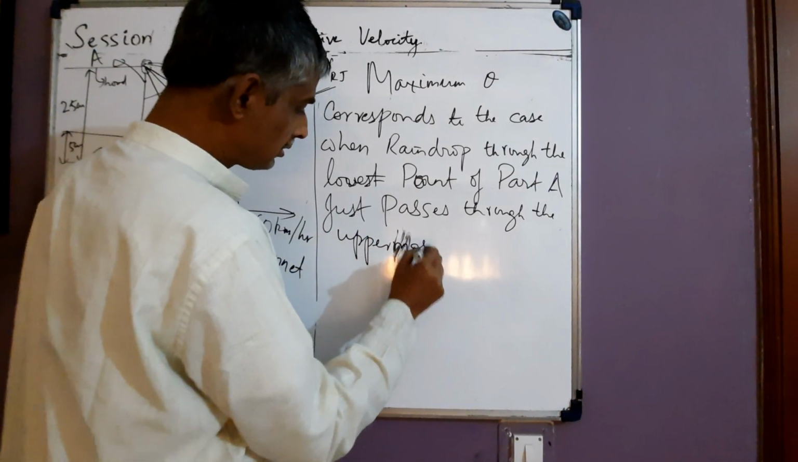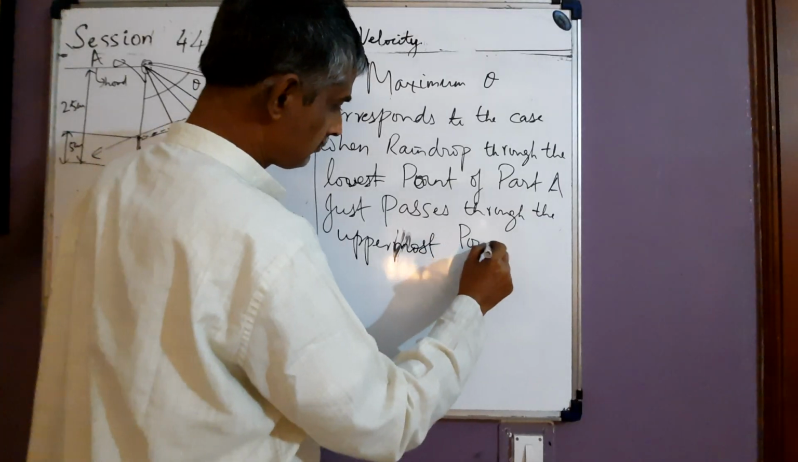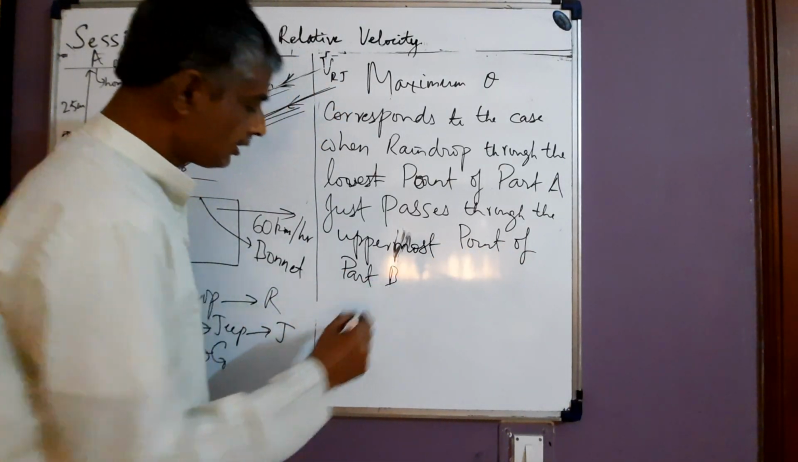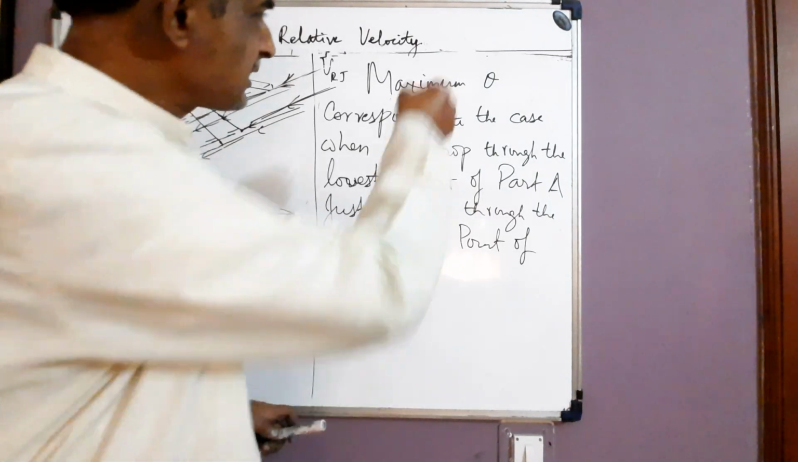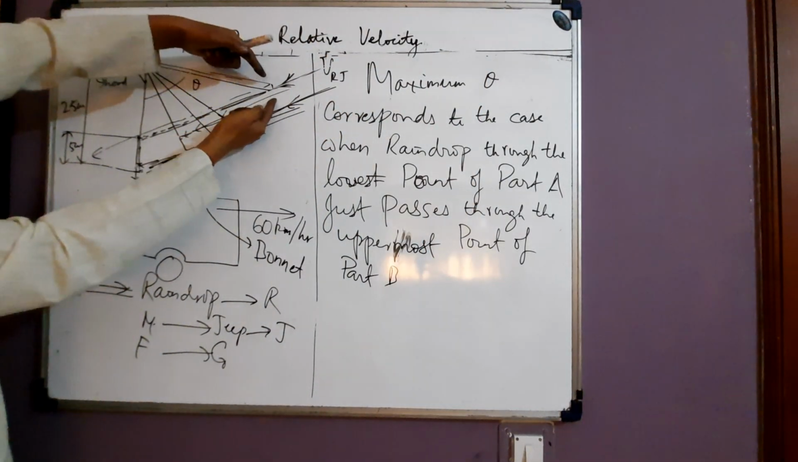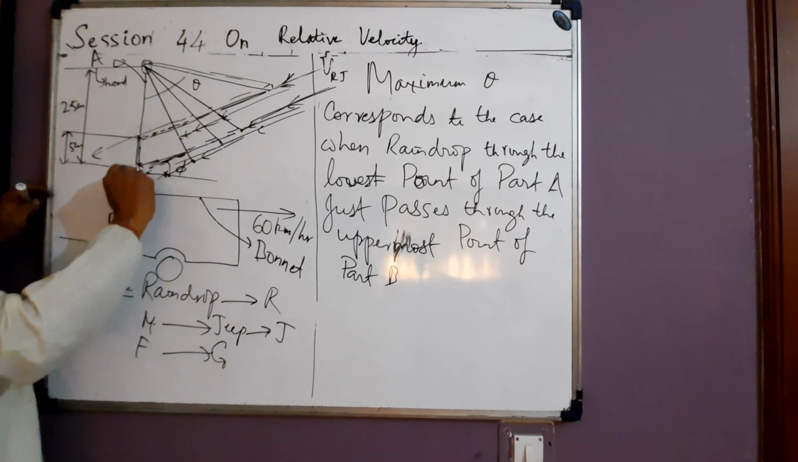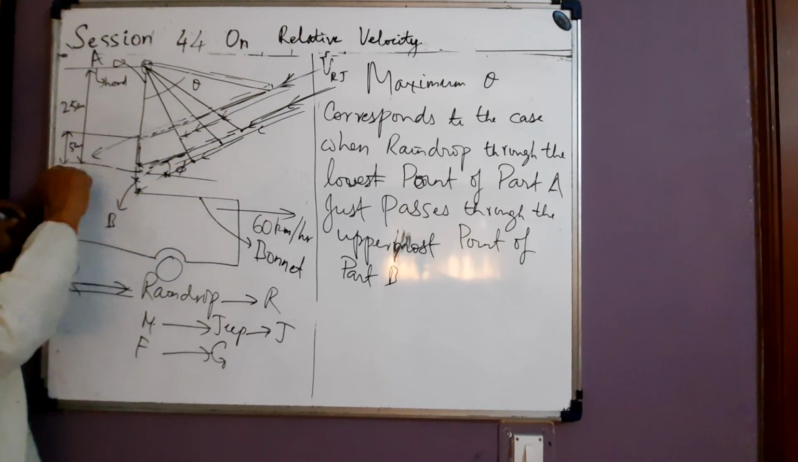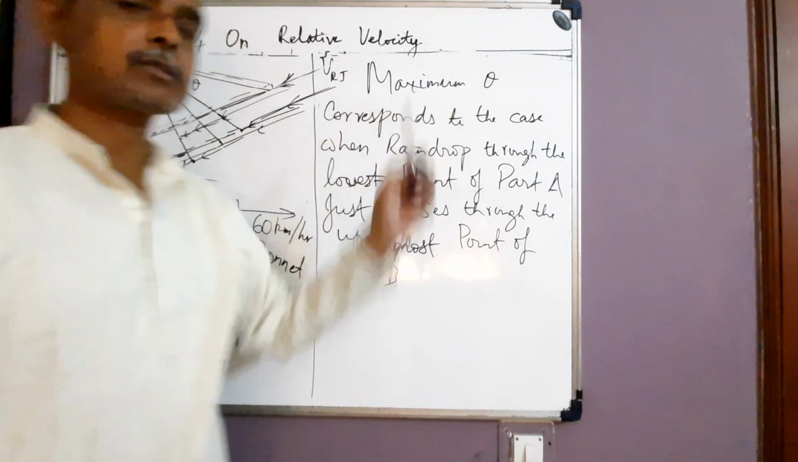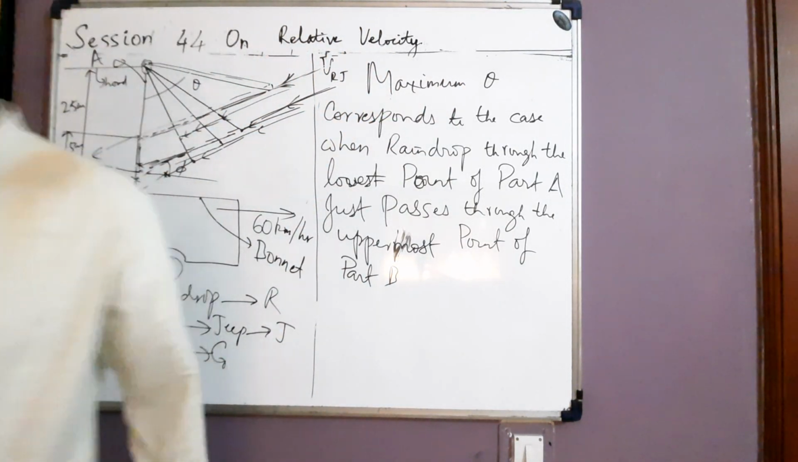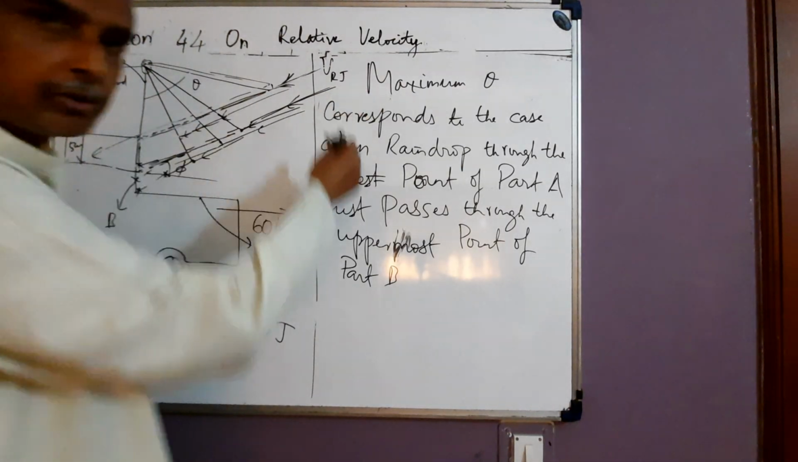Uppermost point, part B. If you rotate part A even by slightly more than this, then there will be some space left between these two directions. Between this one and this one, there will be some space left. Raindrop will come inside the jeep. That corresponds to maximum theta. That maximum theta we have to find. All right.